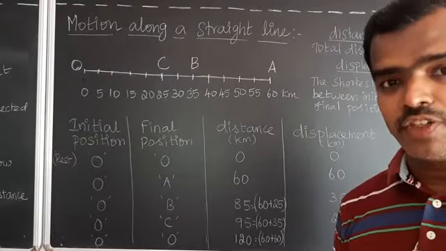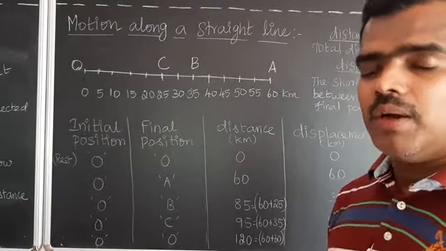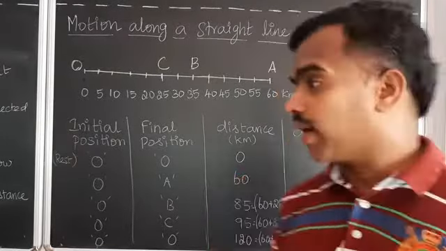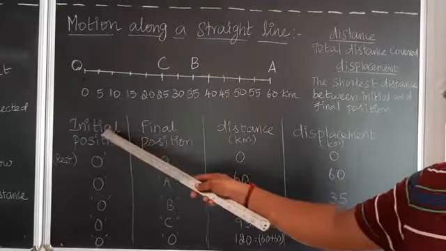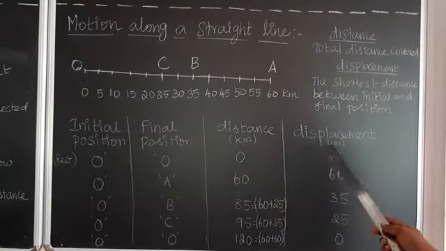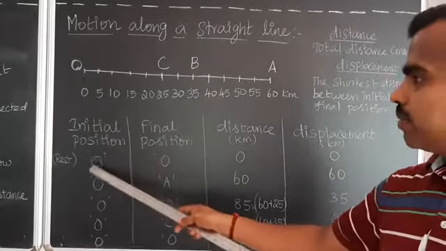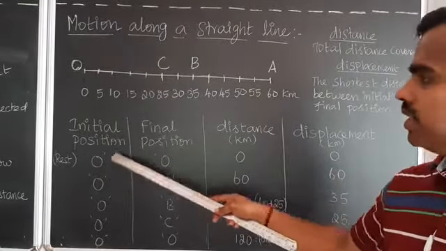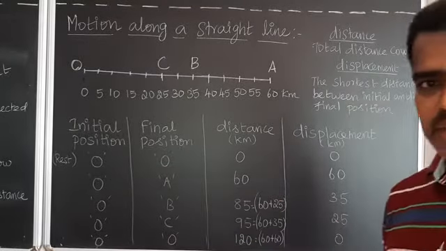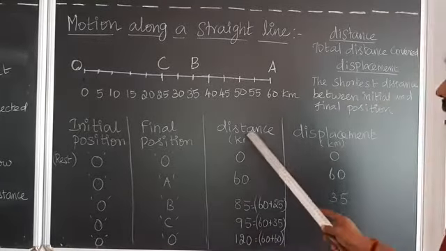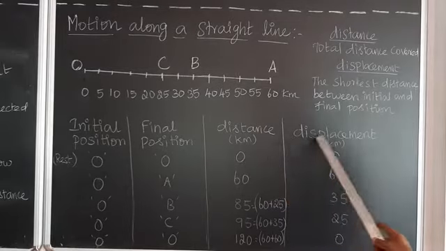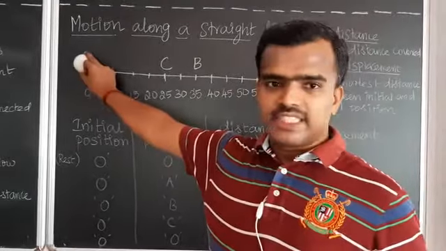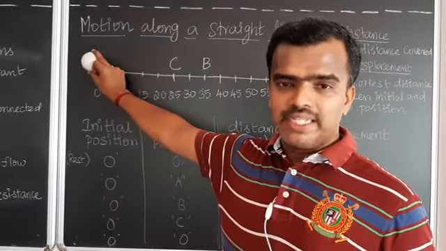Both have the SI unit meter, but we can write in centimeter or kilometer. Here I noted down the initial position, final position, distance and displacement. The initial position is O, and the final position is also O, which means it is at rest. So the distance covered is 0 as well as the displacement, because the object is not moving, it is simply at rest.